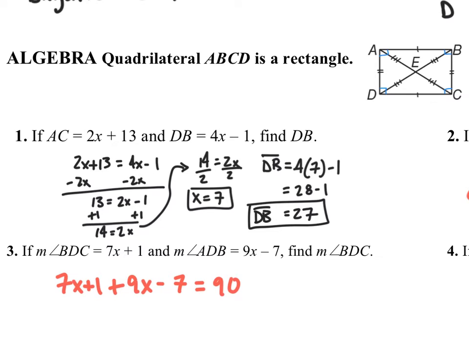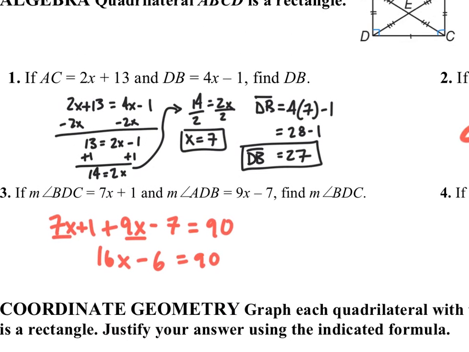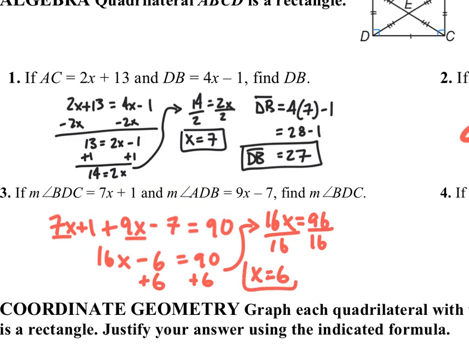I'm going to combine my like terms. 7x and 9x gives me 16x. Positive 1 and negative 7 give me negative 6, is equal to 90. Then I'm going to add 6 to both sides. So we end up getting that 16x is equal to 96. If I divide both sides by 16, I get that x is equal to 6.